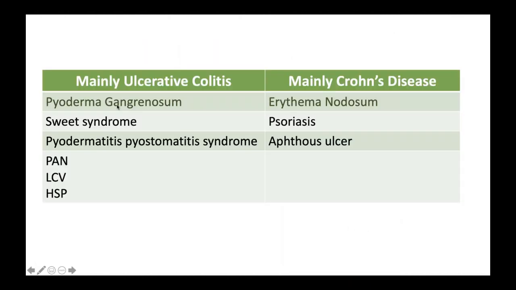So these are the conditions mainly associated with ulcerative colitis. You have pyoderma gangrenosum, Sweet syndrome, pyostomatitis vegetans, and a few uncommon ones such as polyarteritis nodosa, Schönlein purpura, and small vessel vasculitis. Then Crohn's disease, the association is with erythema nodosum, psoriasis, and aphthous ulcers.